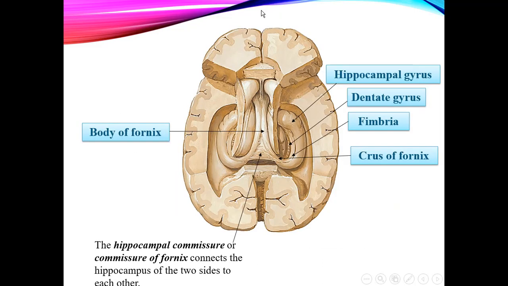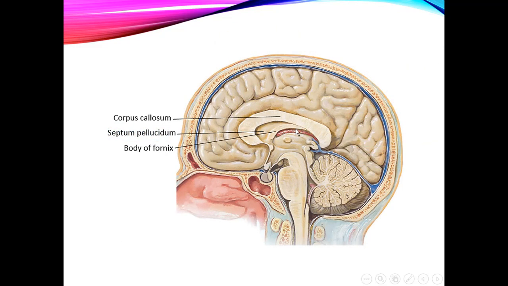Okay, if we have a mid-sagittal section from this region, we can see the body of the fornix on the medial surface, just below the corpus callosum. This structure inferior to the corpus callosum is the body of the fornix. And here we've got the septum pellucidum between the corpus callosum and the body of the fornix.